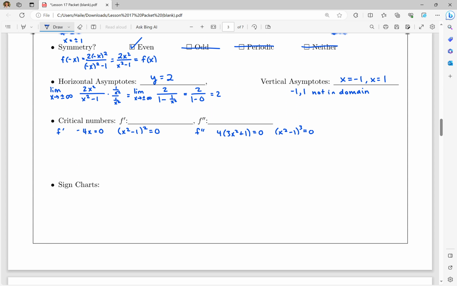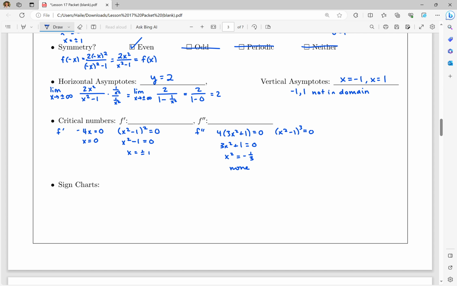Okay, now we can scroll down a bit. All right, so first of all, I get x is equal to 0 from this first one. I get x squared minus 1 is equal to 0, which gives me x is equal to plus or minus 1 from that second one. Here, I'm going to get 3x squared plus 1 is equal to 0. So x squared is equal to negative 1 over 3. Okay, well that's none because we can't have a square equal a negative number.